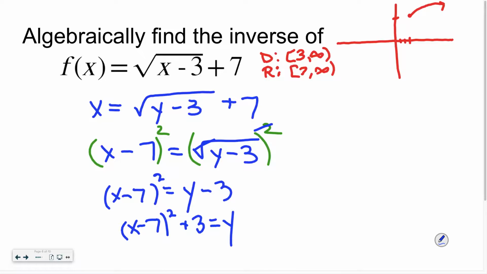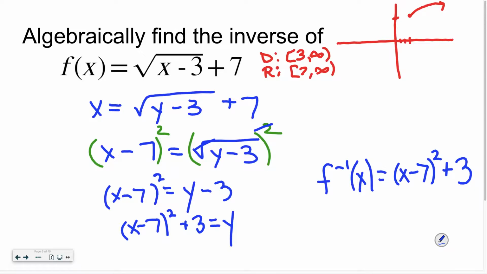So I would encourage you to write this as f inverse of x. You probably don't have this written down, even if you did the problem right. f inverse of x equals x minus 7, the quantity squared, plus 3. If you got this algebra right this weekend, good job. If you didn't, that's okay. We have some time to practice tonight, but if you got it right this weekend, be proud of yourself.